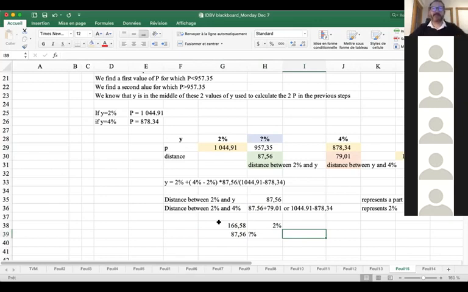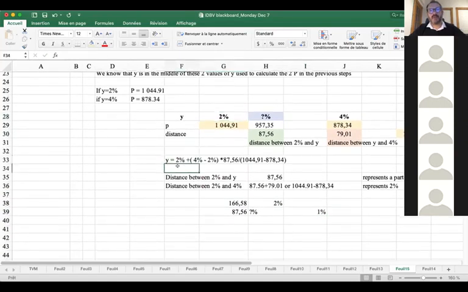So it's 2% divided by 166 times 87. That represents 1%, let's say 1%. And I had at the beginning 2% already. So it means that y is equal to 2% plus the 1% I just found. So the y we're searching for here is equal to 3%, and that represents the yield to maturity of our example here. I'm not sure it was very easy to understand.